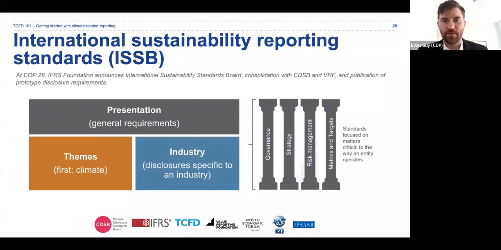builds its disclosure requirements for the general and for climate on four key pillars. There are pillars of governance, a company's governance, a company's strategy, a company's risk management, and a company's metrics and targets. And these exact four pillars are the pillars pulled from the TCFD itself. As Tiffany will get into in more detail, it's really important to mention that if you're already reporting to or looking to report to the TCFD, you're really preparing yourself to also disclose in line with the ISSB standards being finalized.